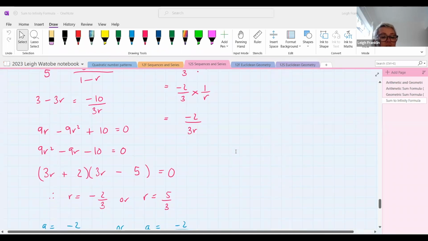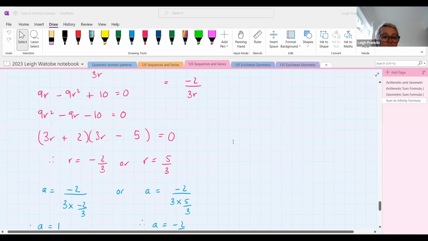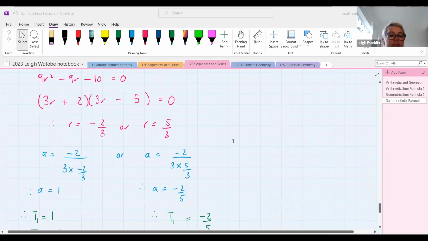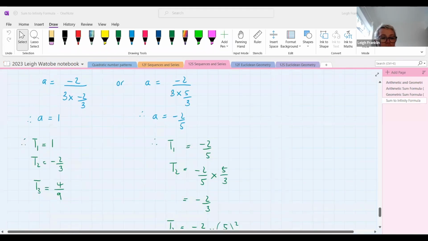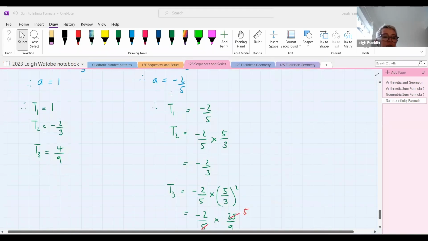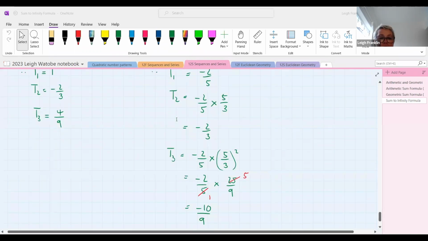So there's our two solutions for R. And as we had two solutions for R, there were also two solutions for A as well. Okay, so that's in blue. Okay, and that means we had two different sequences here. The answers have been written in green. So term 1, term 2, term 3, and then again term 1, term 2, term 3.